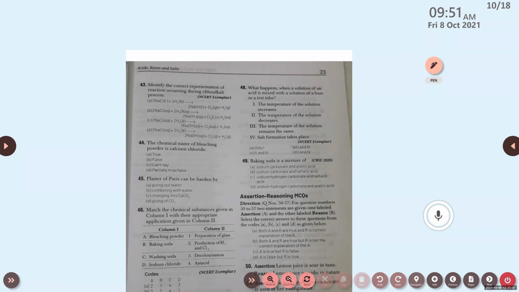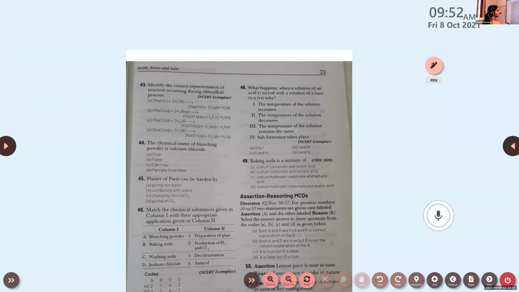Identify the correct representation of reaction occurring during chloralkali process. Options: 2NaCl plus 2H2O gives 2NaOH plus Cl2 plus H2.